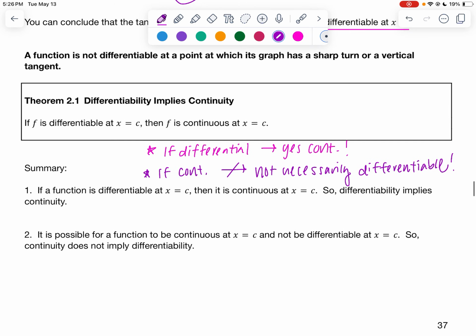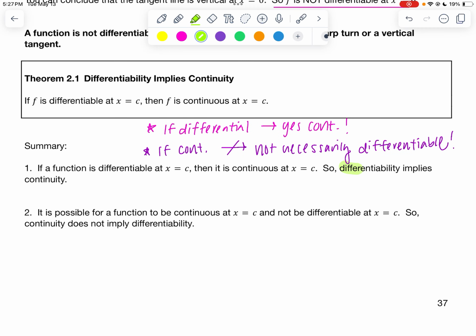And that basically sums it up. If a function is differentiable at x is equal to c, then it's continuous at x is equal to c. So differentiability implies continuity, right? Those are the key words. Differentiability implies continuity. Continuity does not imply differentiability. And that's it for today's notes.